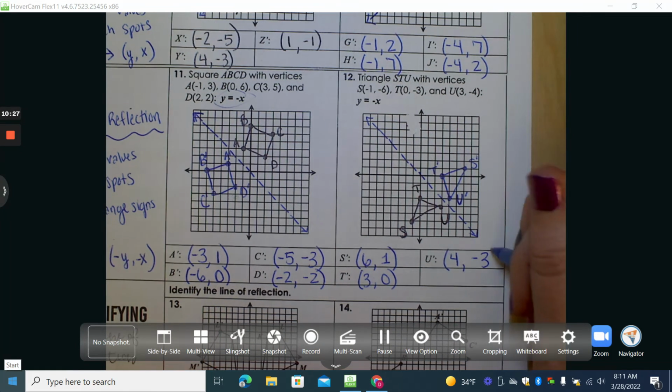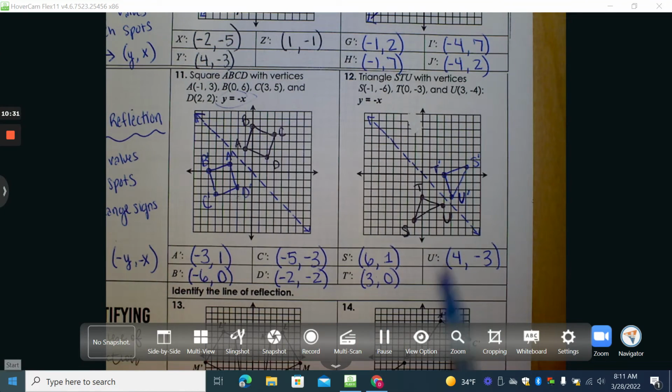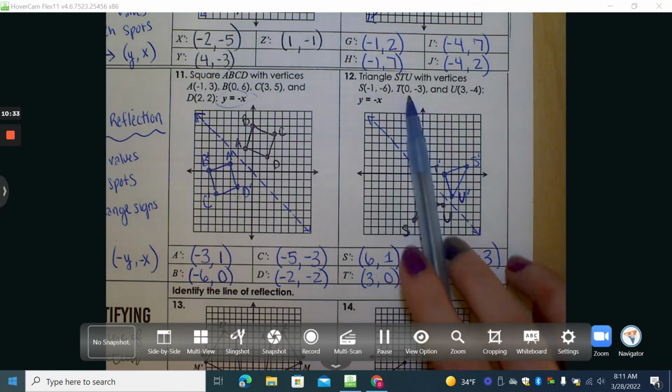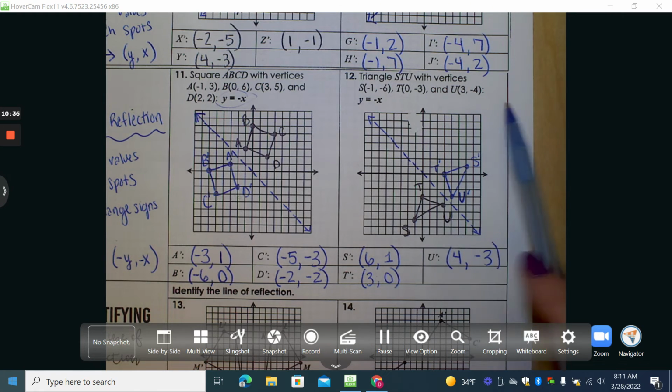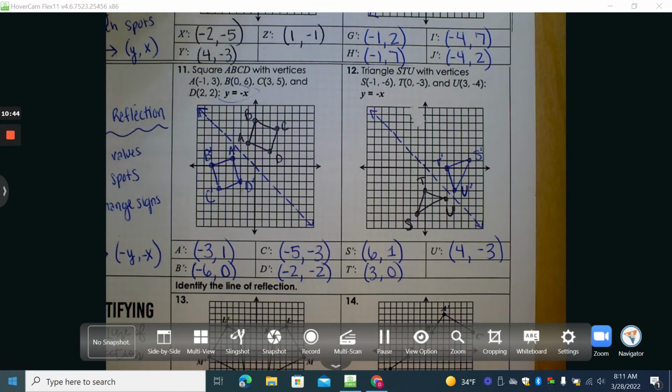And so these are your answers. The 6 and the 1 flip around, they both become positive. The 0 and 3 flip around, that 3 becomes positive. 3 goes to the end and becomes negative. 4 goes to the beginning and becomes positive, and it creates this reflection.